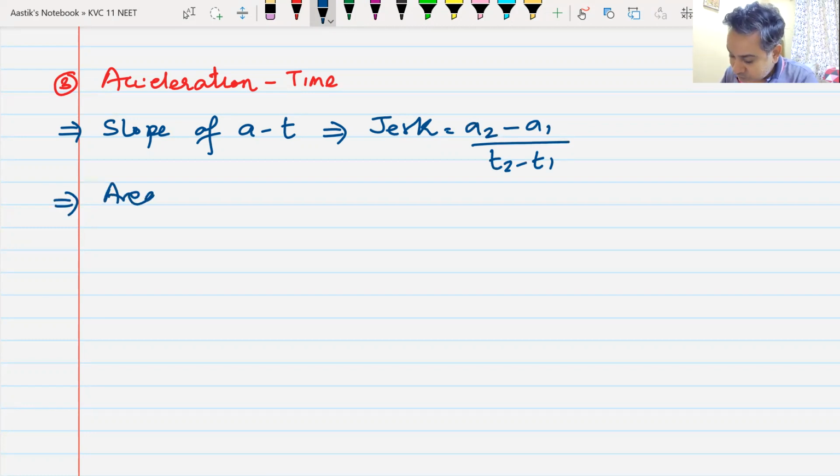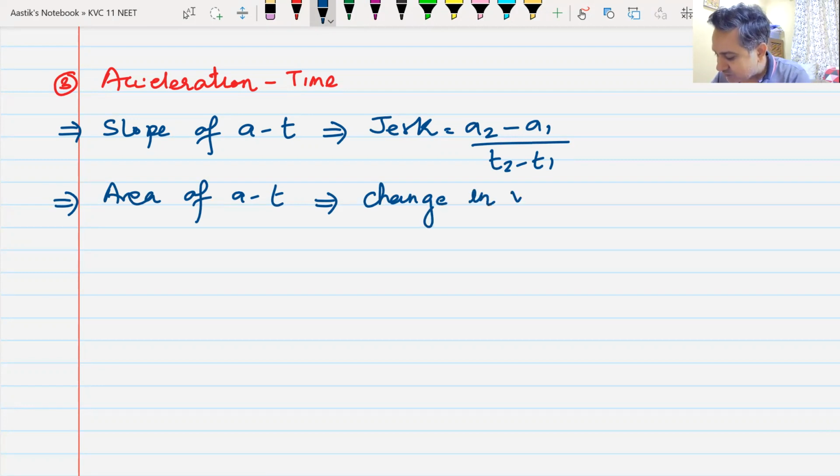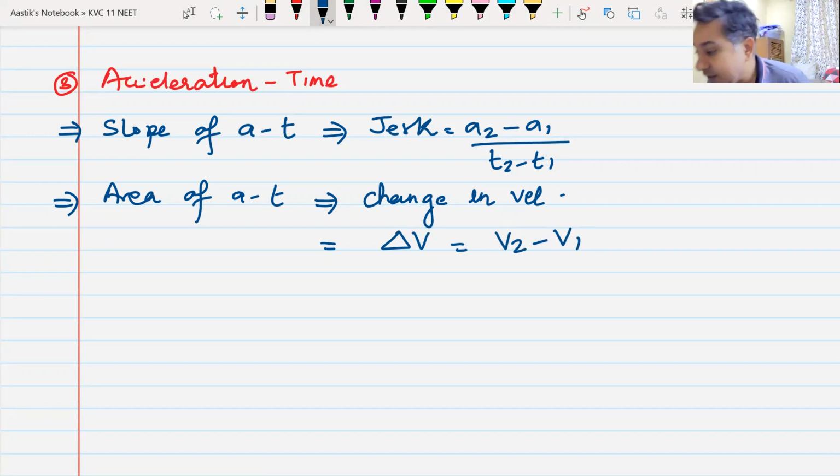Area of AT graph gives us change in velocity, and that is what you must understand. It gives us change in velocity, not the velocity. Change in velocity means delta V. That means V2 minus V1. So just remember the area of this graph gives us the change in velocity. Do we understand this? Yes or no? No, yes.